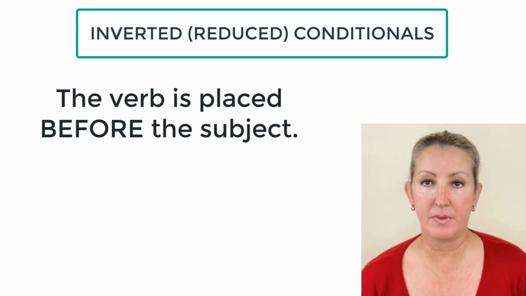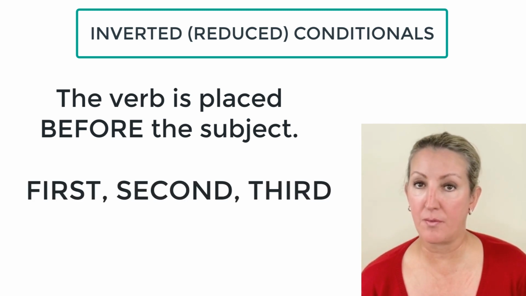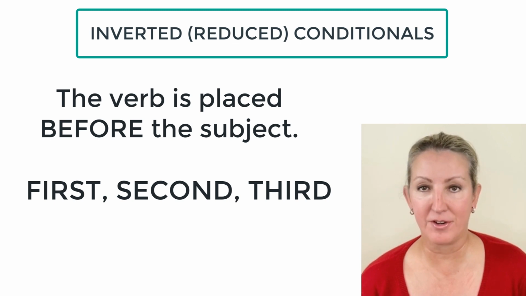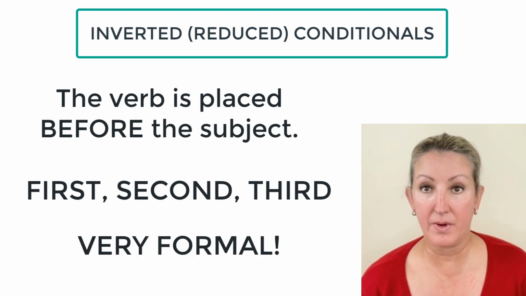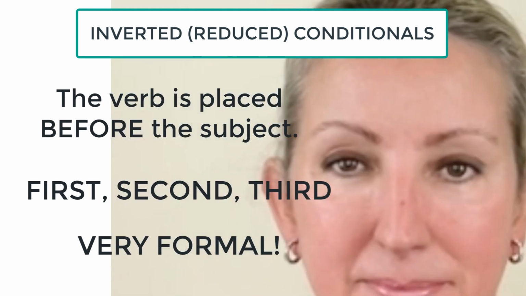Sometimes we use inverted conditionals to make our sentences more formal. The inversion is done with the subject and verb in the if clause. The verb is placed before the subject. This is also called the reduced conditional. We do this type of reduction or inversion for the first, second, and third conditional. This is a very formal structure, and you may want to do this in your writing to add variety to your sentences. Now let's look at some examples.